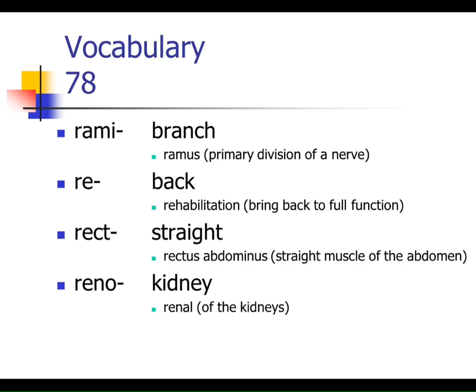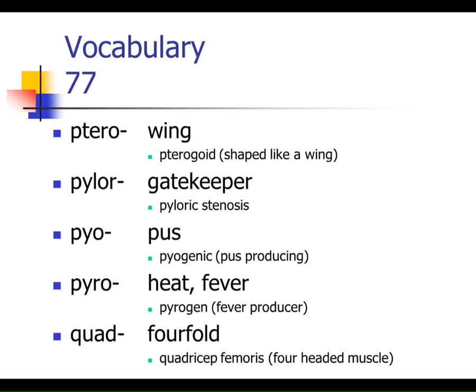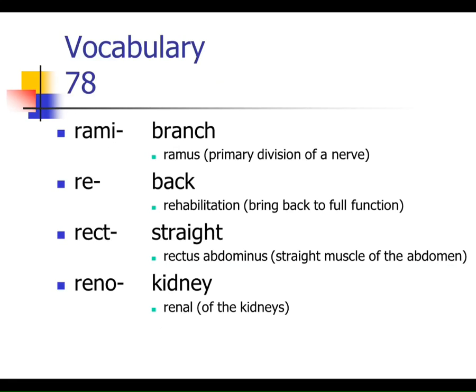Does that look right from what I did with you last time? I believe last time I got through to quad. So ramus. We know a ramus is a branch, right? So the nerves have rami, anterior and posterior rami, a branch. Back. So to rehabilitate is to bring someone back into their normal function. Rect, we know, means straight.